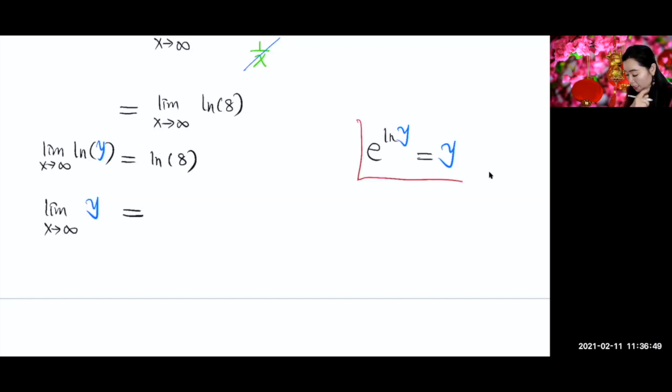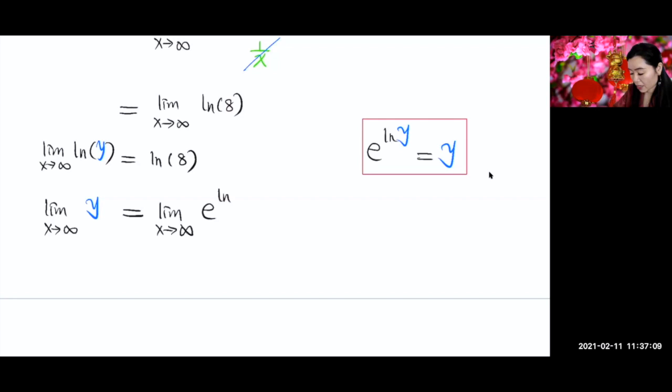Because we found the limit of Ln of y, now we try to find the limit of y. So we can relate y in this way. This is the limit as x goes to infinity of e to the Ln of y. The exponential function is a continuous function, so when we take this limit, this will become e to the limit of Ln of y right here. You can bring this limit in.